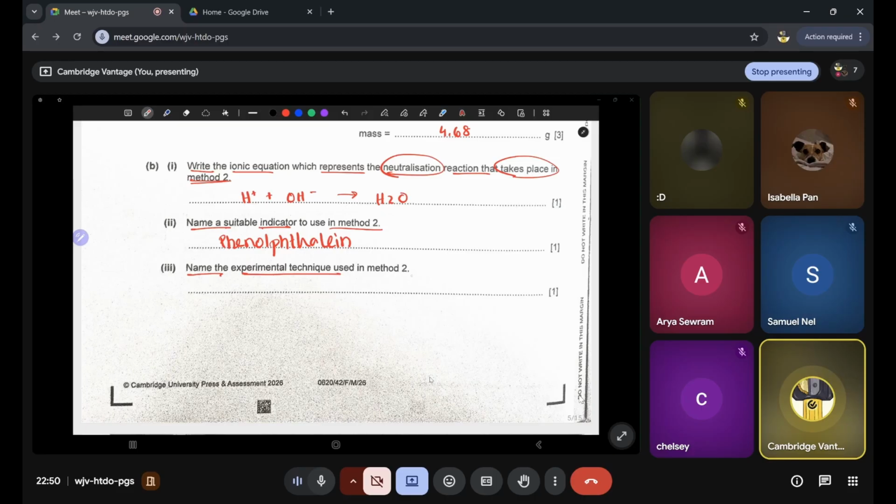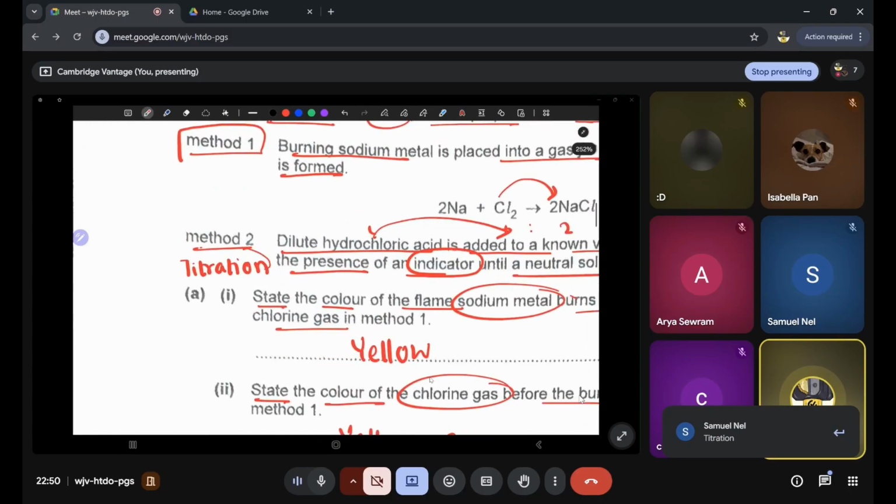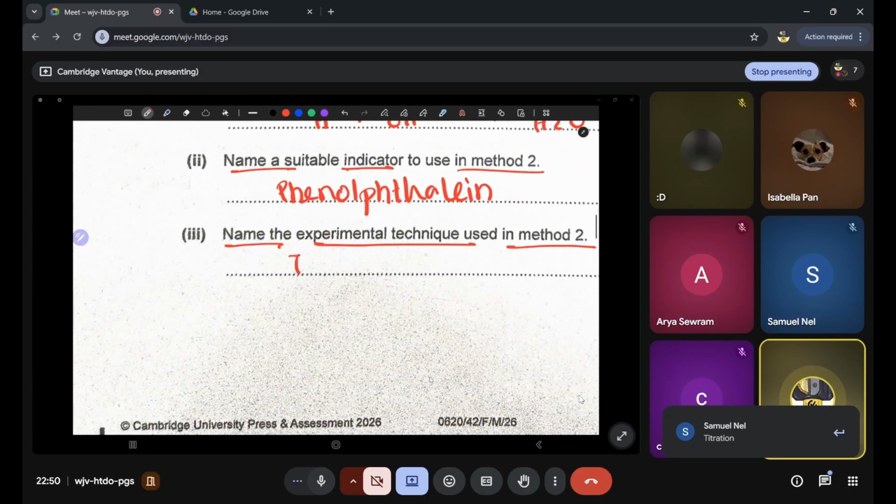Name the experimental technique used in method 2. Can anyone tell me what's the name of the technique? Yeah, titration. I literally said it when we were discussing. So it's just titration over here.